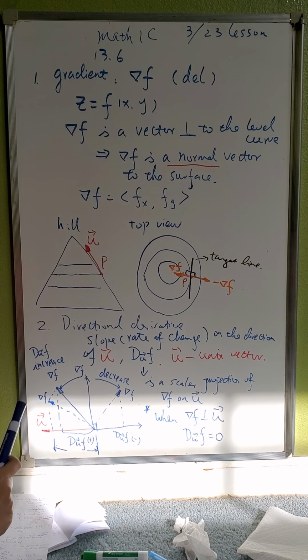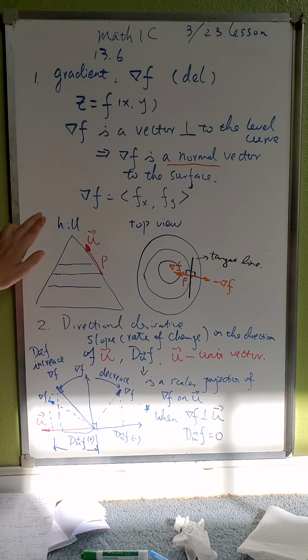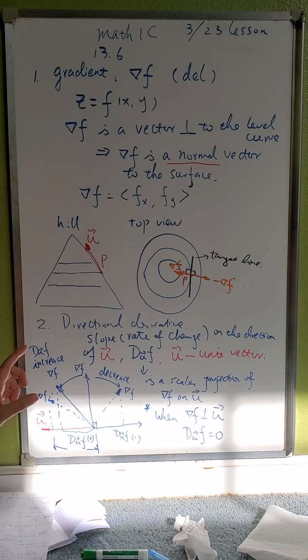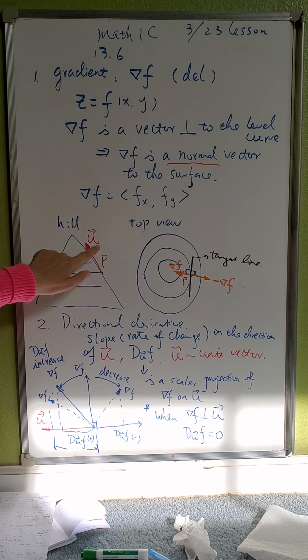Why do you want to learn the gradient? I'll tell you that later on. But the second concept is directional derivatives. A directional derivative means you want to find the slope, or the derivative, in the direction you choose. Remember that last session we learned to find the derivative in x or in y only. But now you can find the derivative in any direction you want. So now I want to find the derivative for the direction u.